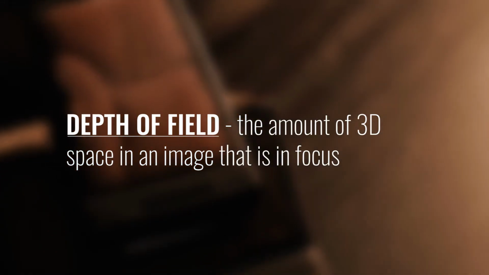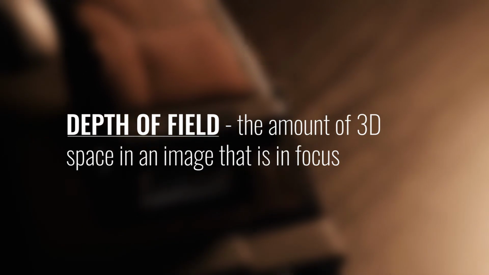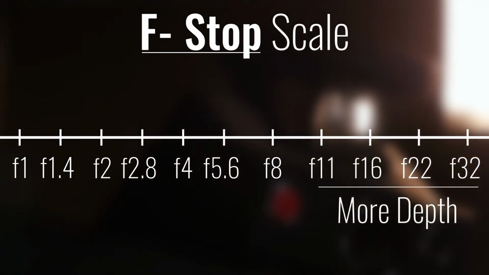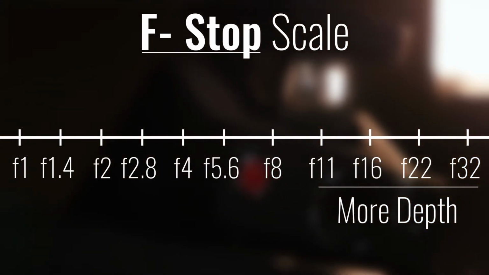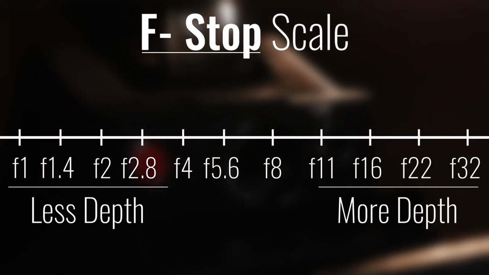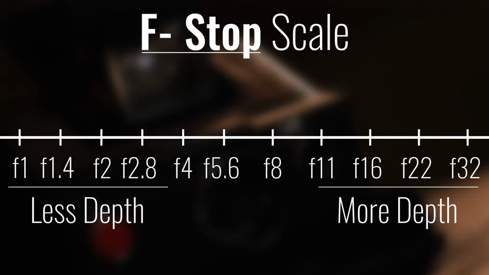Now f-stops not only control light, but they also control depth of field. Depth of field is the amount of 3D space of an image that is in focus. If we think of our world like a graph, we have our x-axis, our y-axis, and our z-axis. Depth of field deals with z space. The larger the number on the f-stop scale, the more z space is in focus. More of your image will be in focus. While a smaller number on the f-stop scale, the less z space is in focus, and you'll have shallow depth of field.